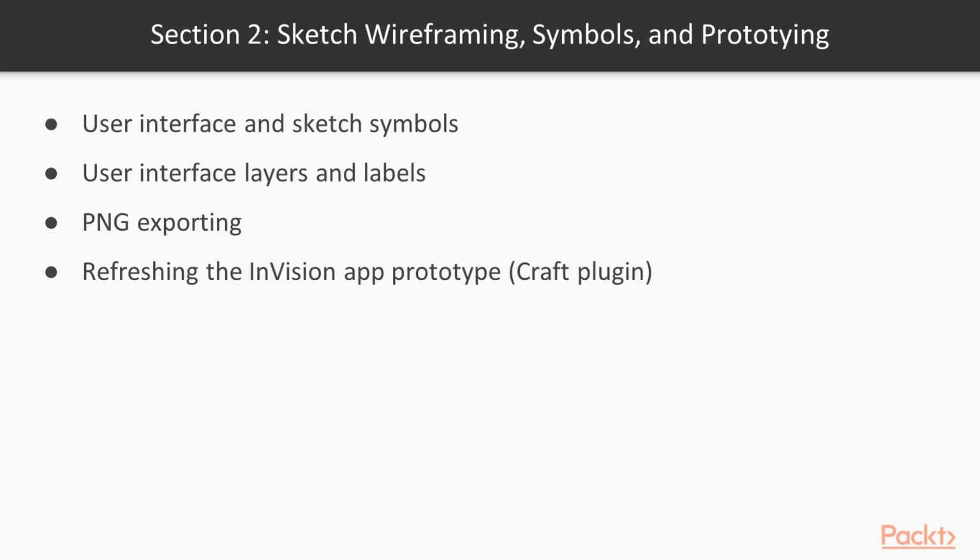Now, in the second topic, we're going to really start to look at how sketching wireframes and thinking about symbols and outputs of prototyping will really help the scale of your ideas, and that'll include things like layers and labels and exporting your assets, and then plugging in things that speed up our prototyping process through Sketch with the plugin called Craft.